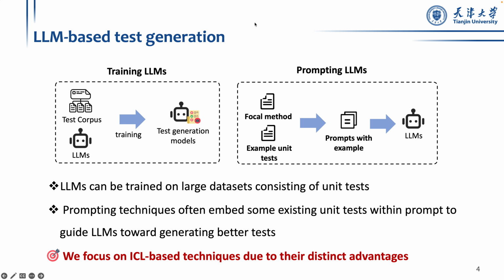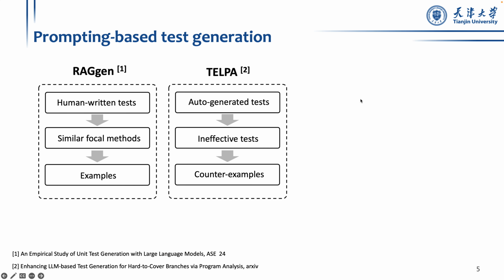There are two main ways to leverage large language models. The first is to train a model on large-scale code corpora, and the second is to prompt an existing model through in-context learning, often incorporating example cases as guidance. Since training a model from scratch requires significant computational and time resources, we focus on the lightweight and flexible prompt-based approach. Some prior studies have explored incorporating in-context examples to improve generation quality.